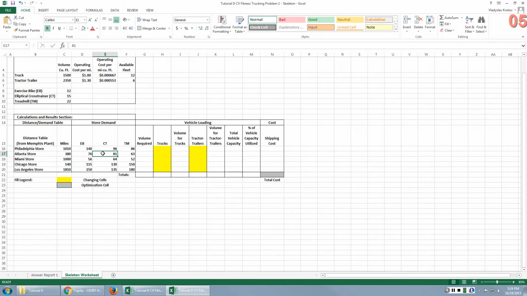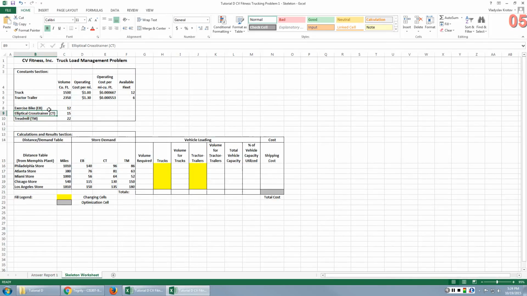Again, to repeat what we already said, the optimization problem here is that, given those constants, meaning given these constraints about the amount of volume that each item has, also given the distance between your plant in Memphis and your stores in various cities across the United States, and also given the demand, and also given the amount of cargo or the volume of cargo that trucks and trailers that you have in use can carry, how to minimize cost.